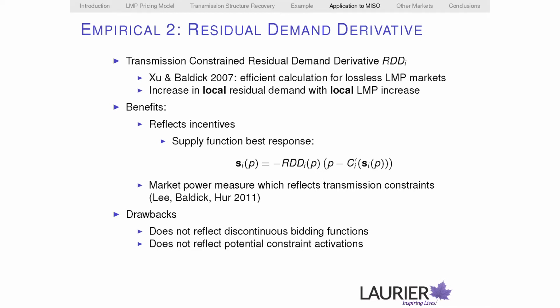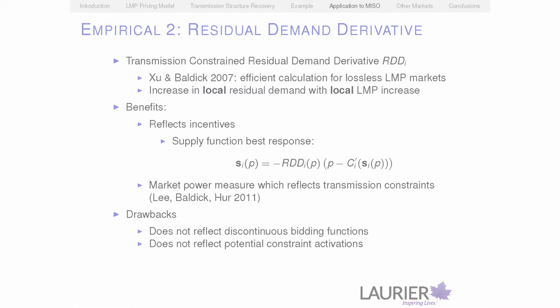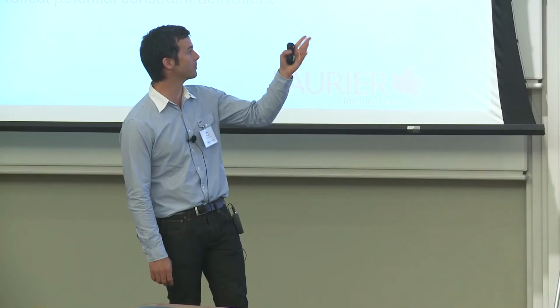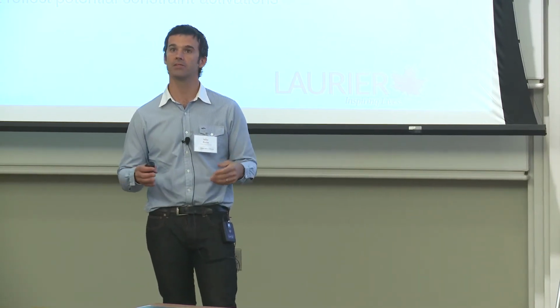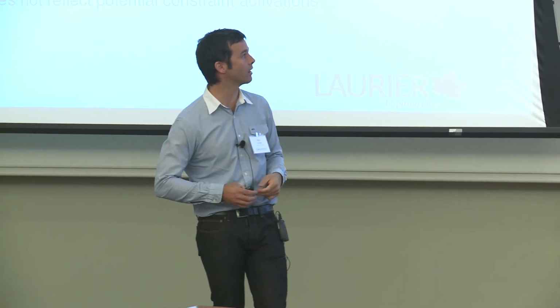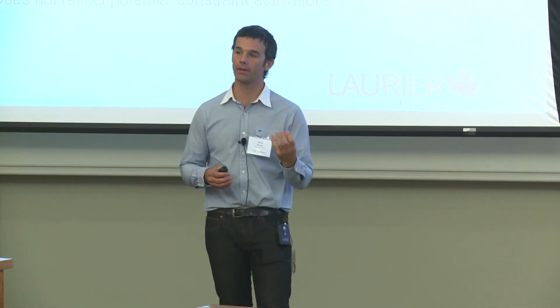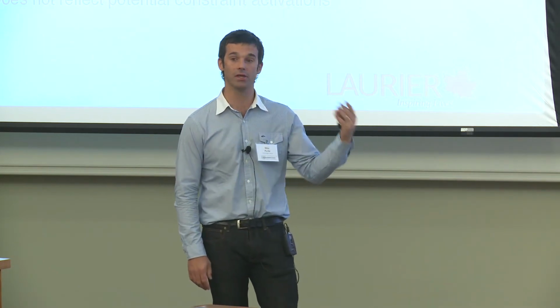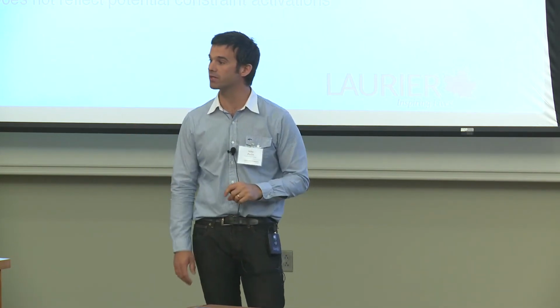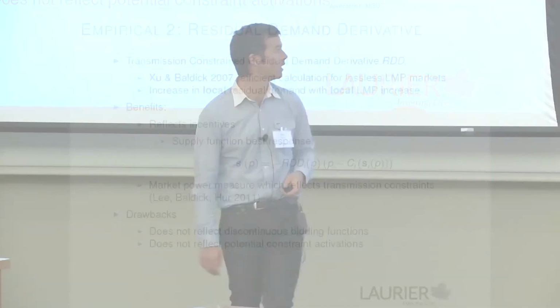That's just the actual supply function, how the residual demand derivative would affect the best response in that supply function. It's been advocated in the economics community as the basis for more principled market power measures, which actually reflect transmission constraints and the locational pricing power throughout the market.